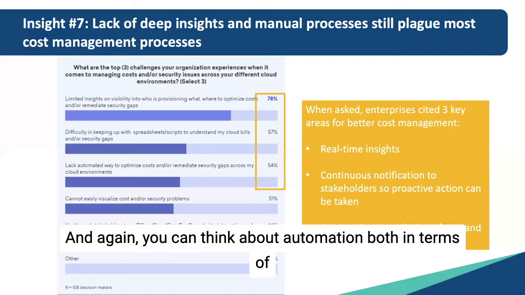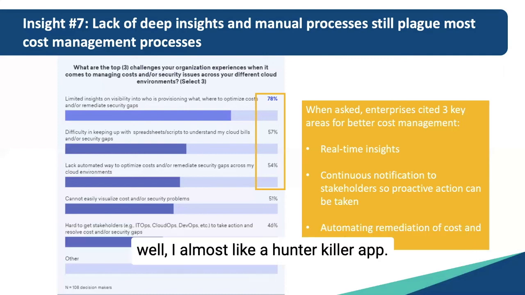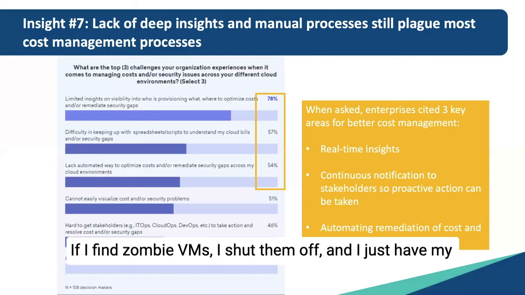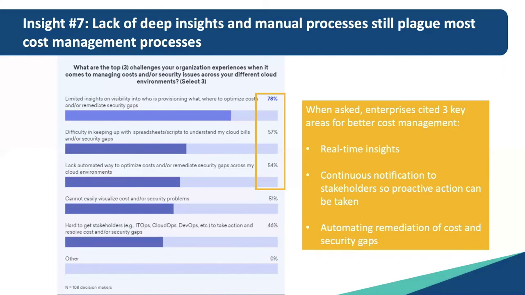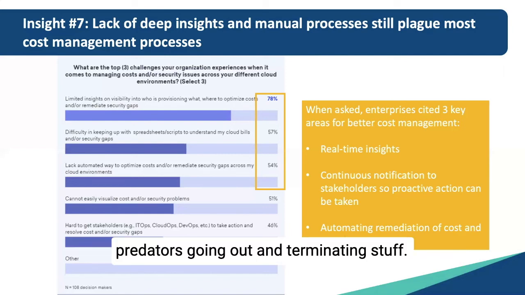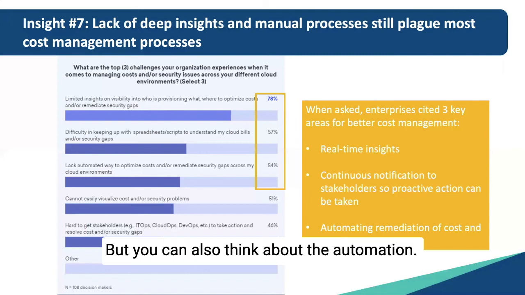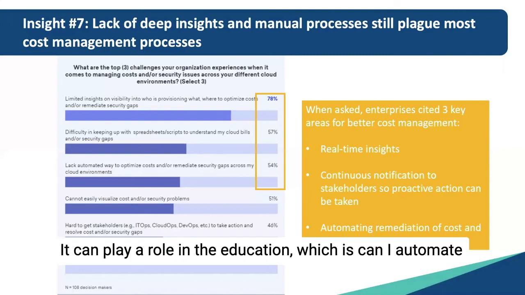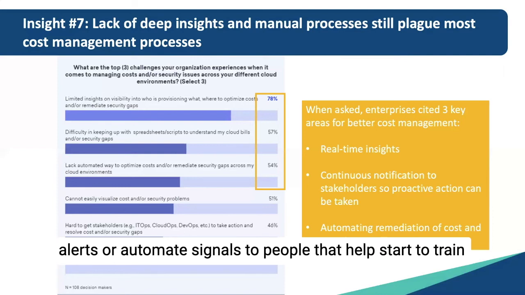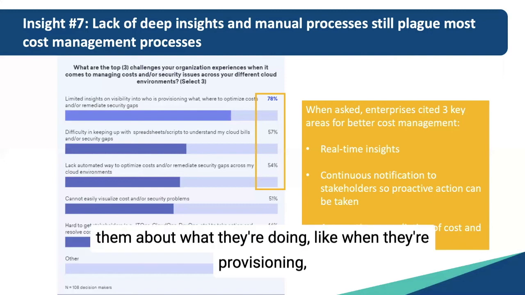Oh yeah, yeah. And again, you can think about automation in terms of, almost like a hunter-killer app. If I find zombie VMs, I shut them off, and I just have my predators going out and terminating stuff. But you can also think about the automation playing a role in education. Can I automate alerts or signals to people that help start to train them about what they're doing, like when they're provisioning, making recommendations?